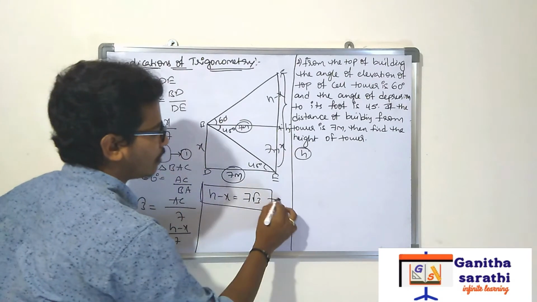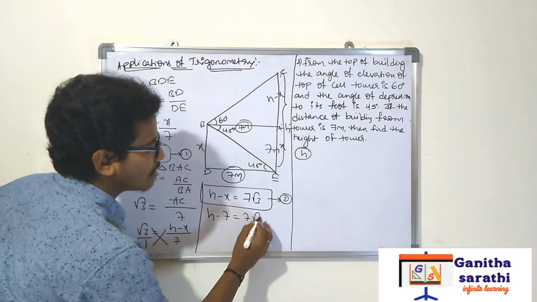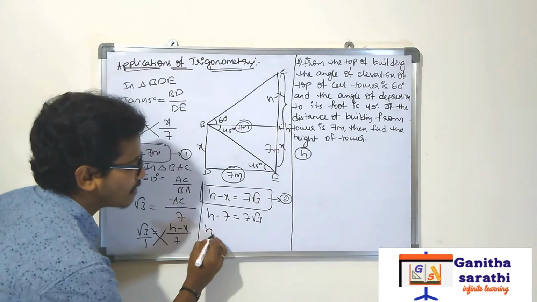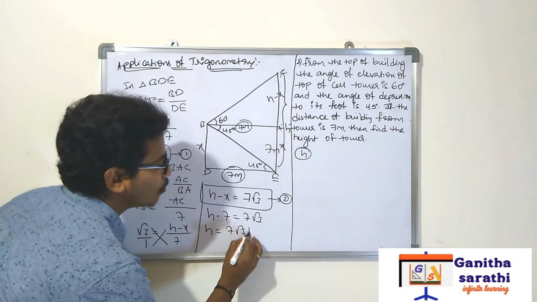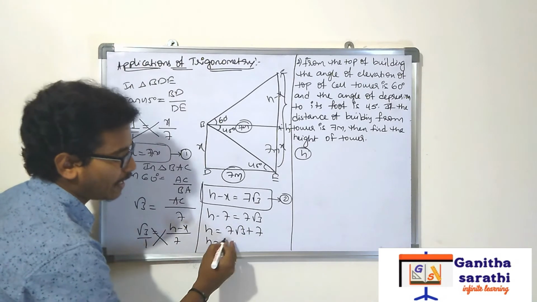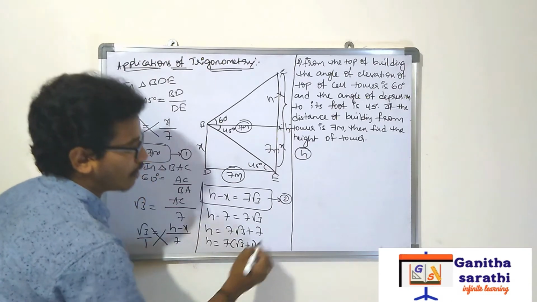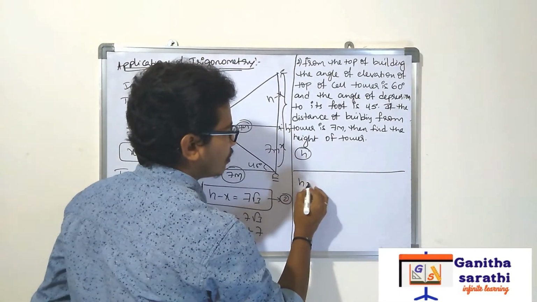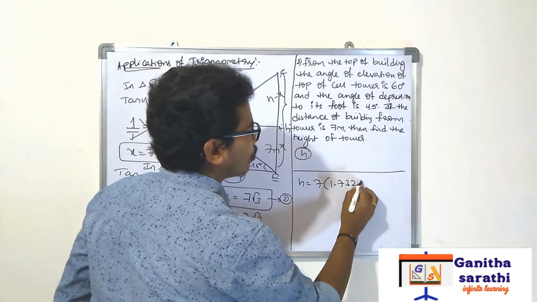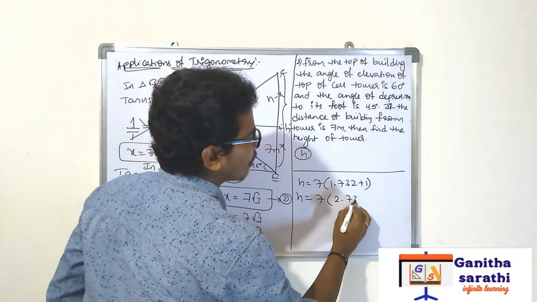Substitute equation 1 in equation 2. H minus 7 is equal to 7 root 3. Take this minus 7 to the right hand side, it becomes plus 7. H is equal to 7 root 3 plus 7. Take 7 common, root 3 plus 1. So h is equal to 7 into, root 3 value is 1.732, plus 1. H is equal to 7 into 2.732.